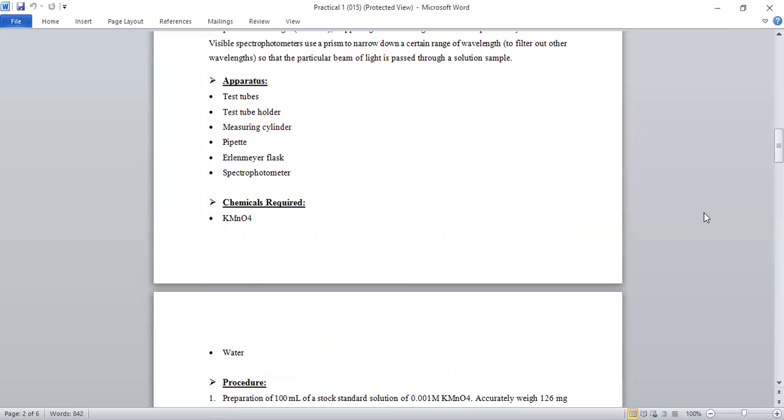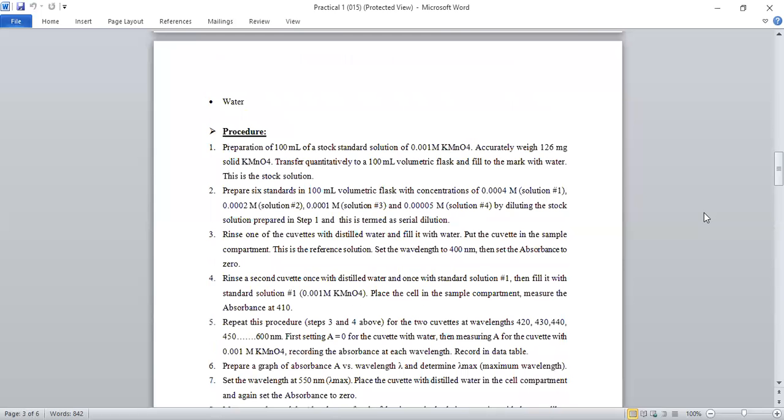A visible spectrophotometer uses a prism to narrow down a certain range of wavelengths and filter out other wavelengths, so that the particular beam of light is passed through a solution sample. Apparatus: test tube holder, measuring cylinder, pipette, a volumetric flask, spectrophotometer. Chemicals required: KMnO4, water.